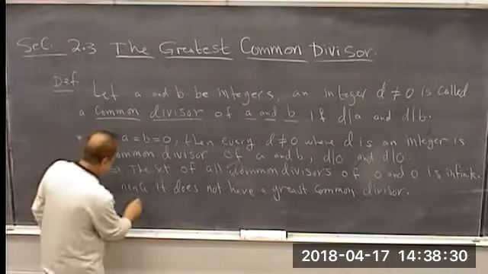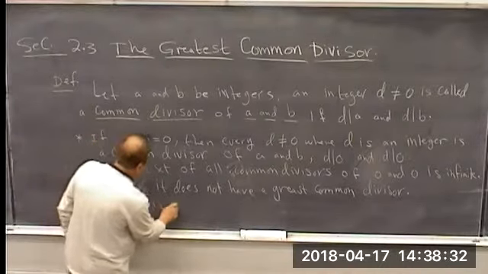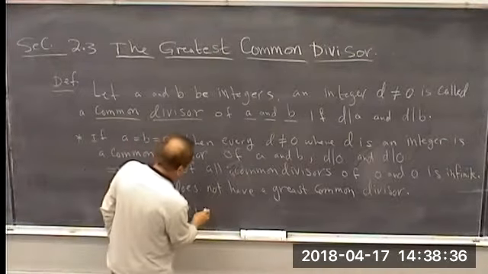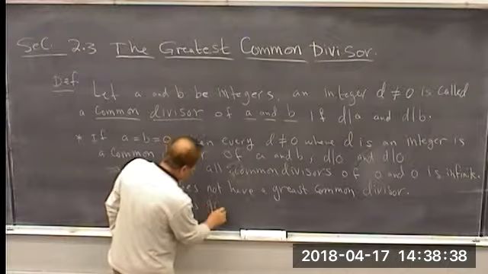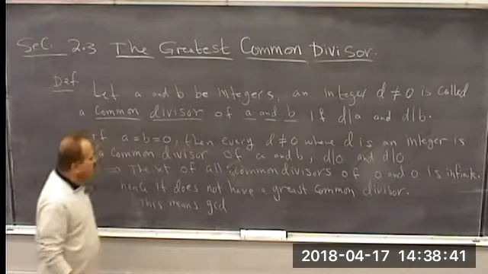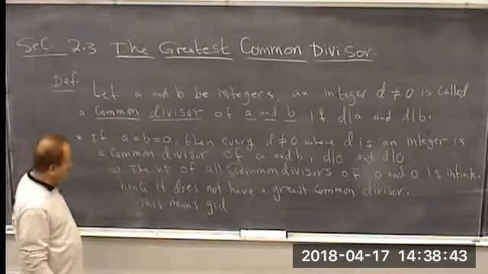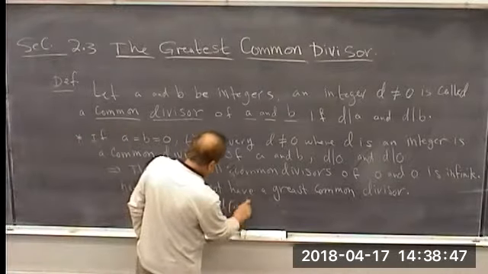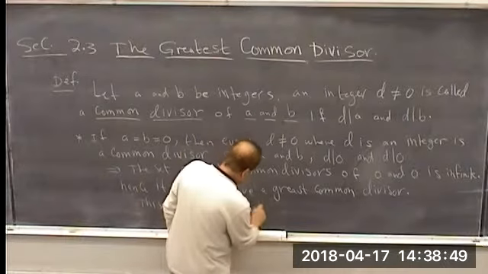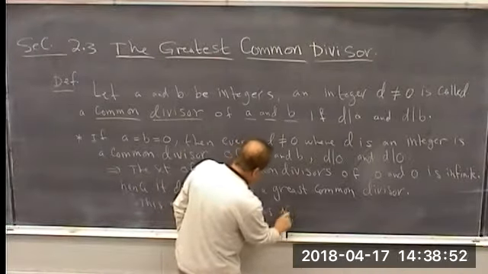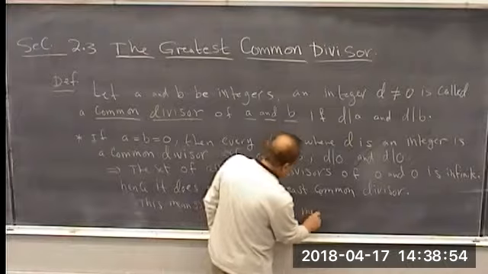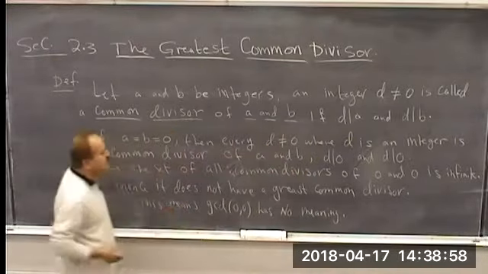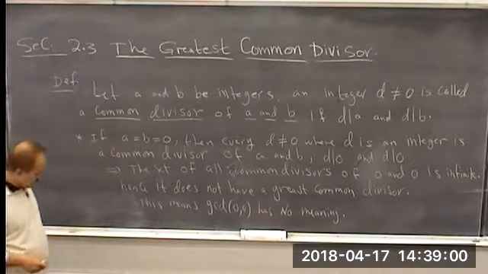This means, and the greatest common divisor, by the way, we denote by this. I'm sure you're familiar with this: gcd. And then we put gcd(0,0) has no meaning. So we're not going to assign a value for this.